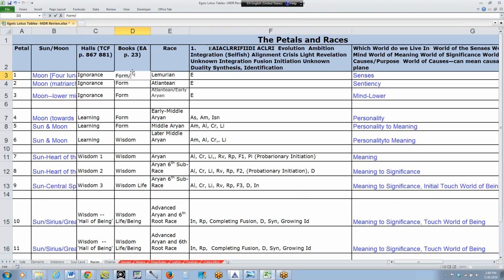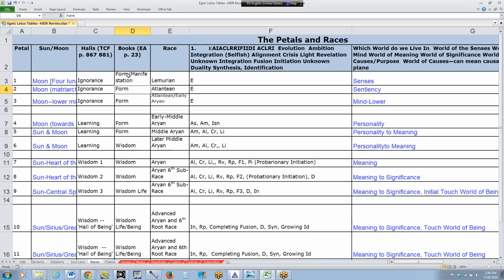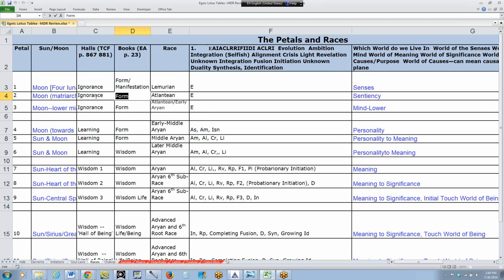So I think what I'll add here is Manifestation. Let's see what happens. Okay. Form or Manifestation. And it's not going to let me do that. Oh, that did. Okay. So now I'll just add all of these in. It's a little more complete.